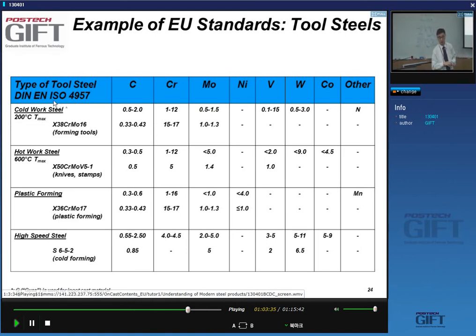So for cold work, the tool is heated to less than 200 degrees C. You have, for instance, a steel X38 chrome moly 16, yes? So you already know directly that this is the chrome, the carbon content, yes? And the X tells you that whatever number you have here is the actual content of chrome in this composition.